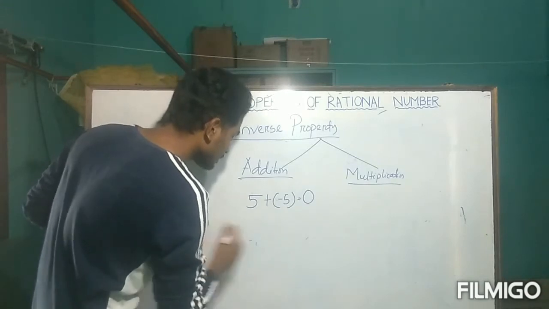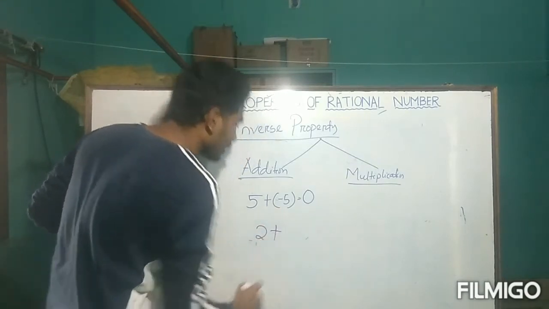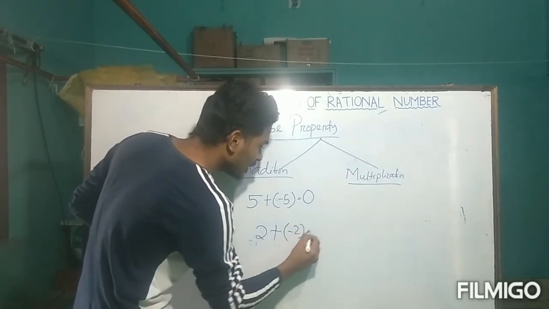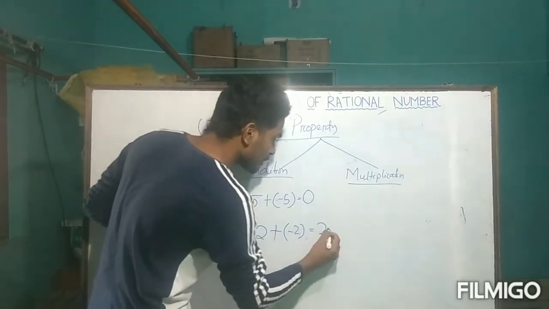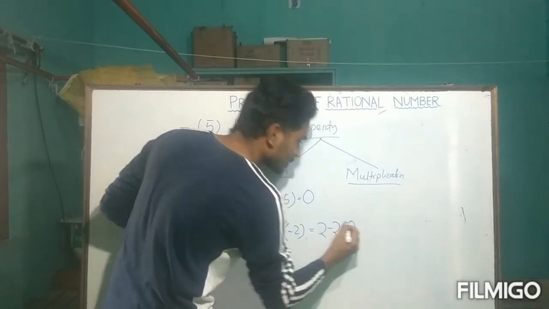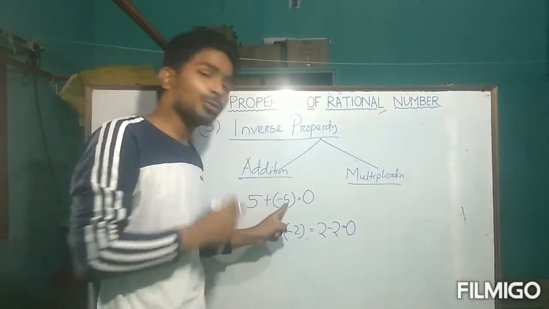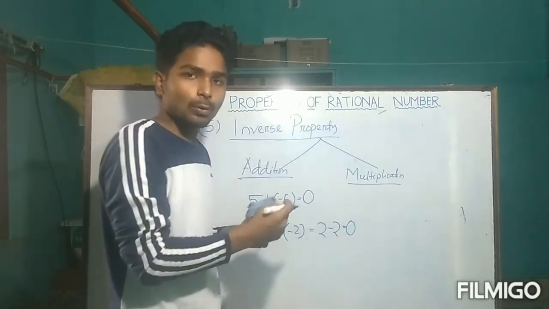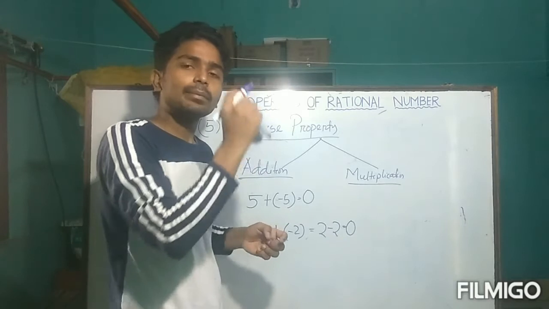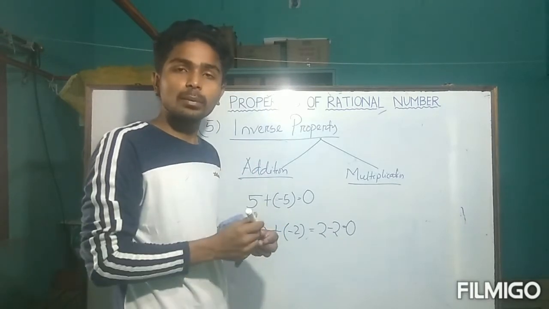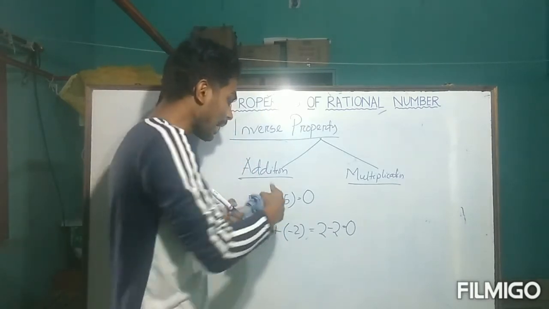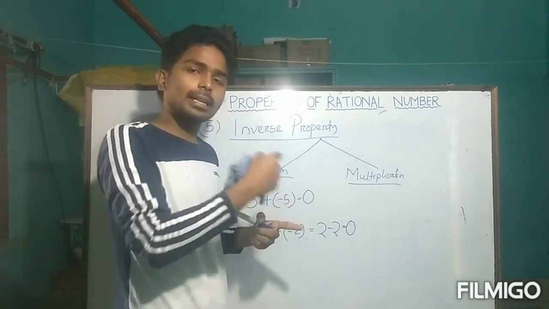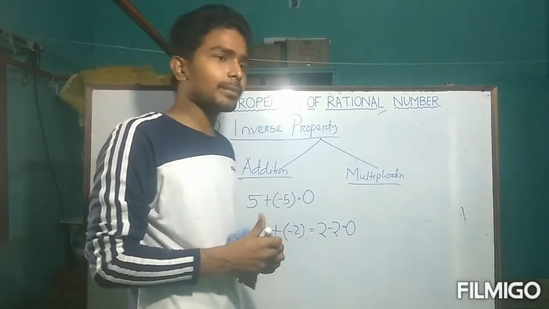Similarly, what should be added to 2 to get 0? See, add minus 2. So the answer is 2 plus minus 2 is equal to 0. So the number which is added to a given number to give rise to 0, that number is called additive inverse.